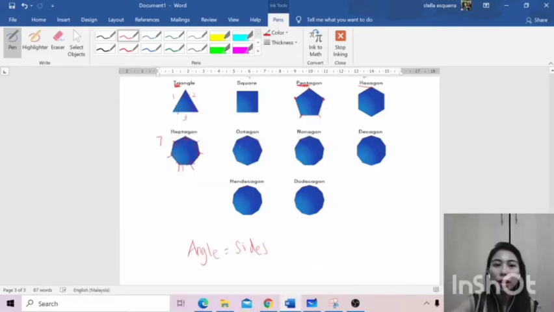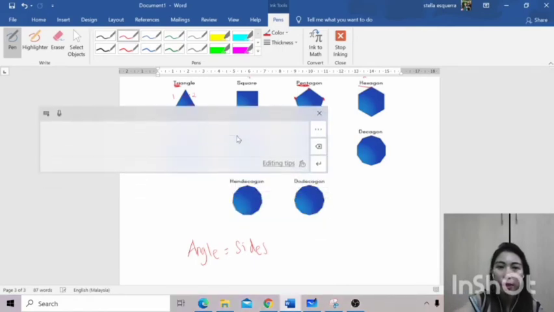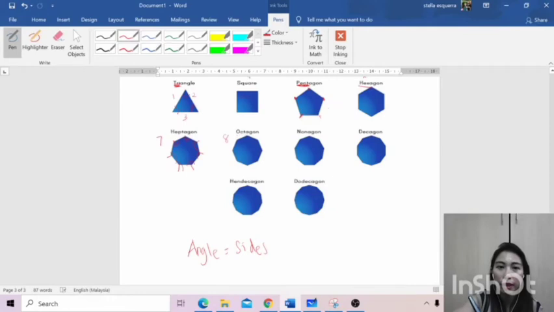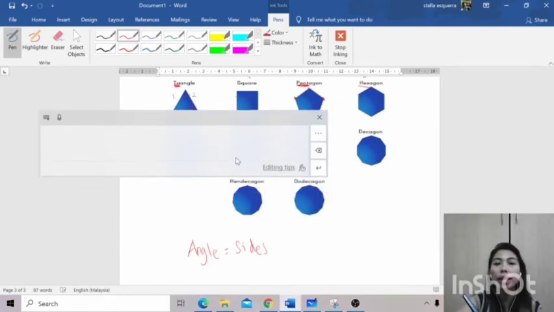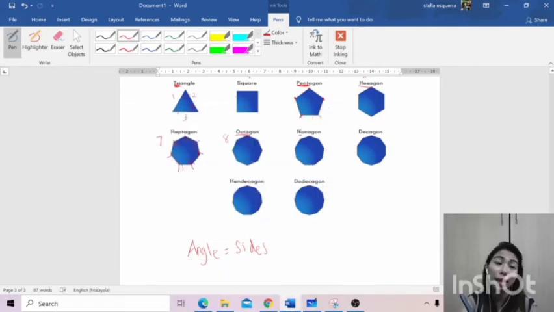Octa means 8. So you know, it depends on the number of sides and also the angles. Nona means 9. Deca is 10. Hendecagon. Dodecagon. So this is all. But we only covered penta 5, hexa 6, hepta 7, and 8 is octagon.